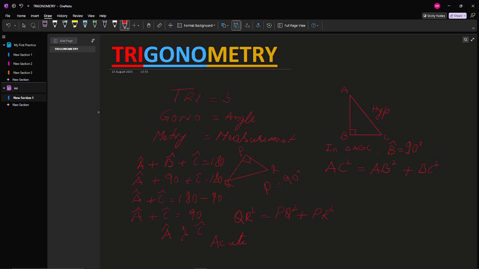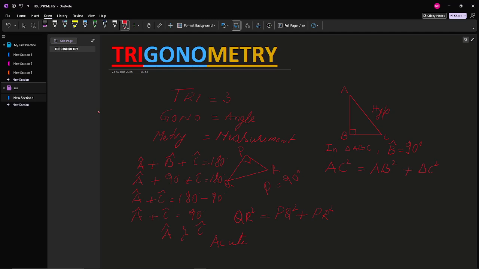Now here in triangle PQR, when I consider angle P is 90 degrees, the remaining two angles, angle Q and angle R, are going to be called acute angles. Now I'll come back again to triangle ABC. As I said, the measurement of these angles, angle A plus angle C, is 90 degrees. That means each of these is going to be an acute angle.